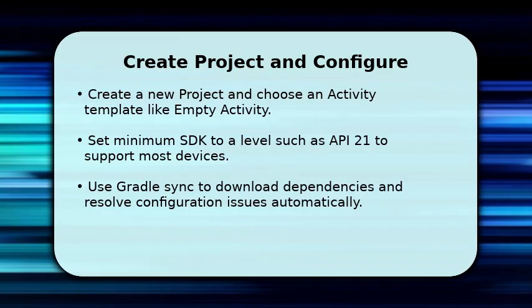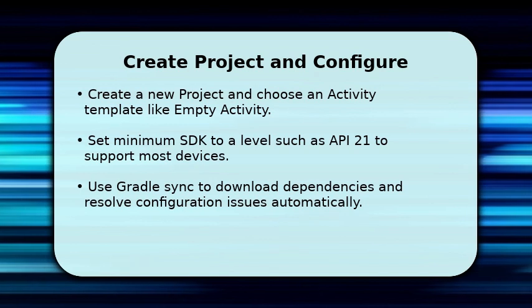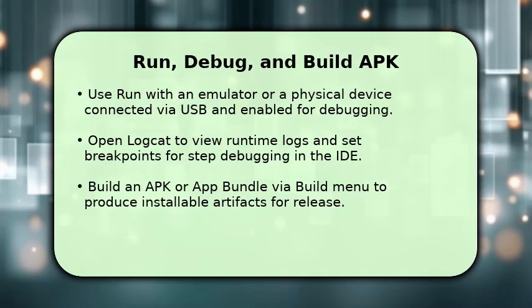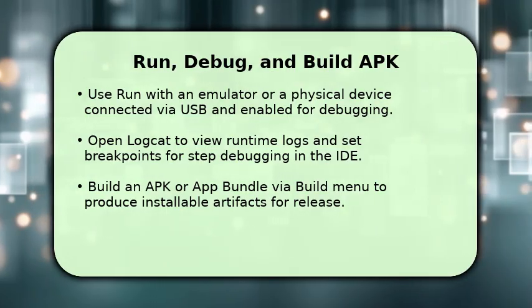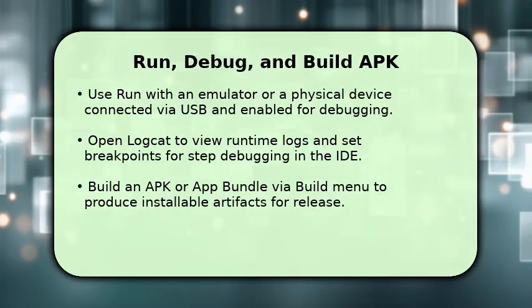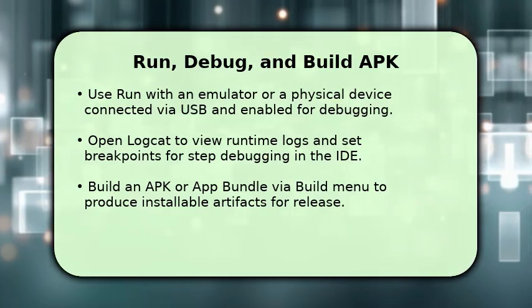Let Gradle sync complete to download dependencies and build tools before running your app on a device or emulator. Connect a physical device with USB debugging enabled or start an emulator image to run your app. Choose a Run configuration in the toolbar, then click Run to install and launch the app on the selected target.